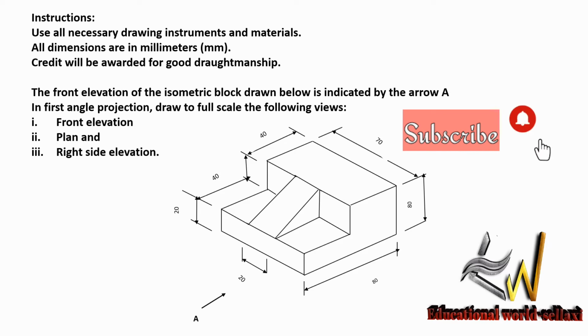I will read the instructions to the question. Use all necessary drawing instruments and materials. All dimensions are in millimeters. Credit will be awarded for good draughtsmanship. The front elevation of the isometric block drawn below is indicated by the arrow A. In first angle projection, draw to full scale the following views: front elevation, plan, and right side elevation.